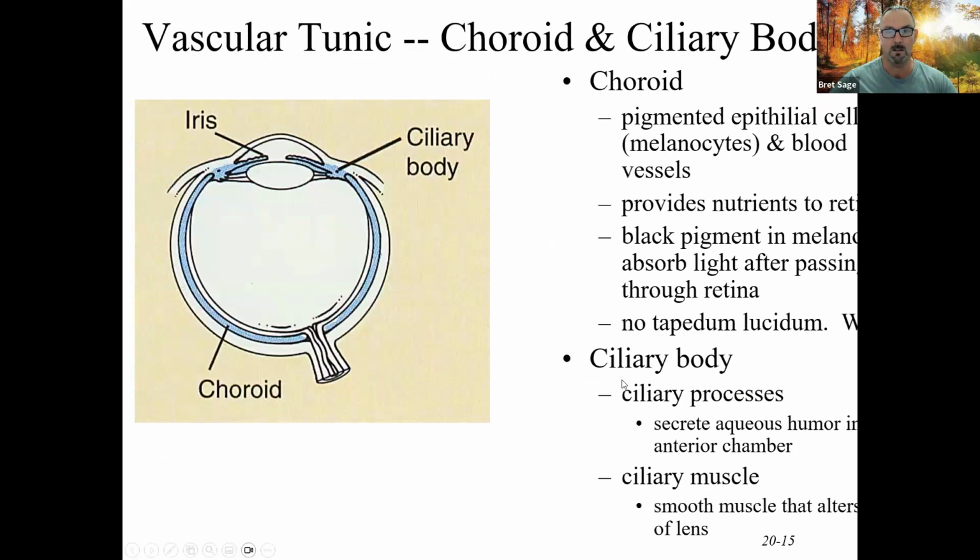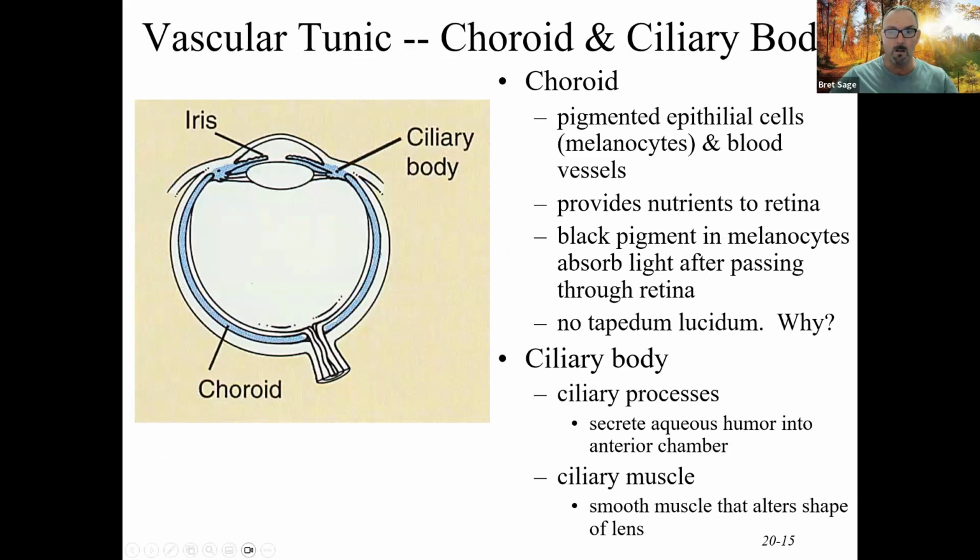Okay, the vascular tunic, the choroid and ciliary body. The choroid is a pigmented layer of epithelial cells, melanocytes, the same kind of cells that we find in our skin that give that color, and blood vessels. The choroid provides nutrients to the retina. The black or dark brown pigment in the melanocytes absorbs light after passing through the retina. That means light comes through, and if it doesn't hit one of our sensory cells, it's absorbed by the pigment.